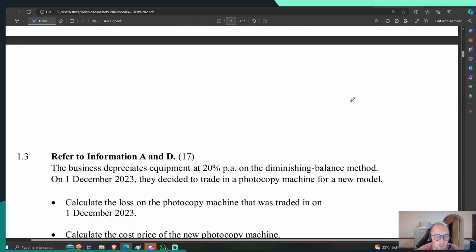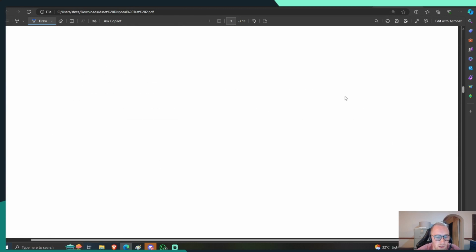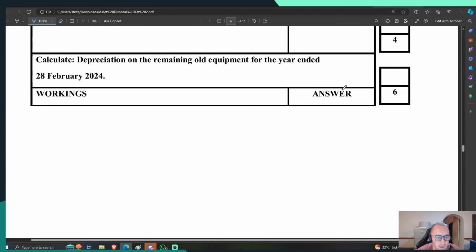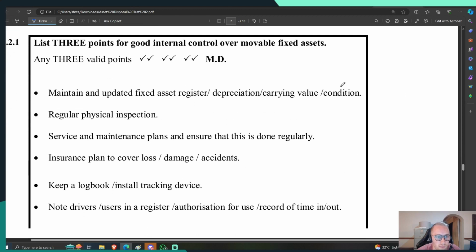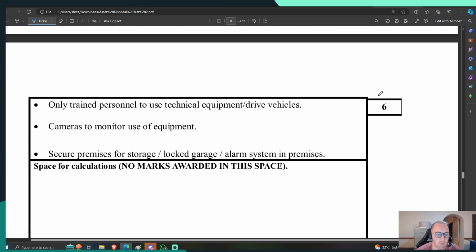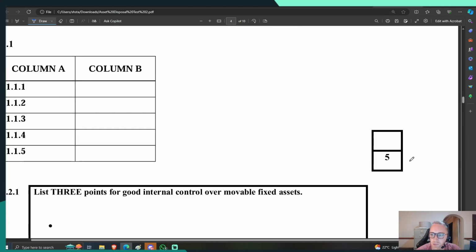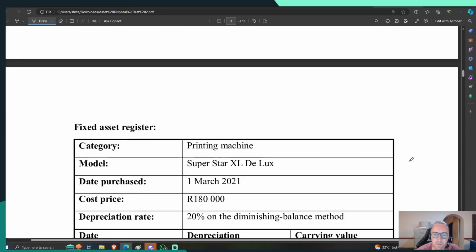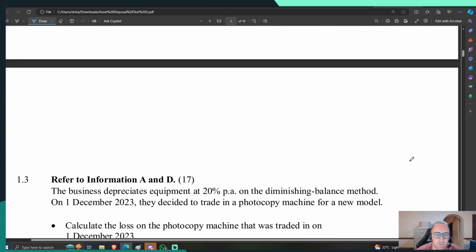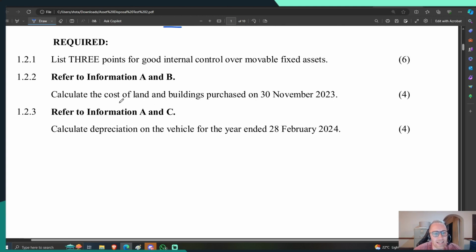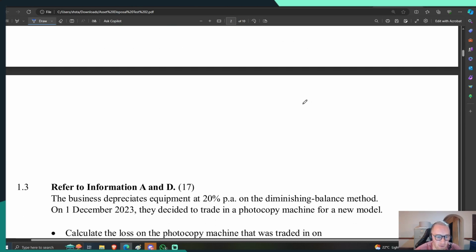So let's take a look at some of these answers that you could have used. I'm not going to read them. I'm going to scroll to them, and if you want, you can pause the video and look at these possible answers. There's a couple more there. Okay, let's go back up. Then calculate the cost of land and buildings purchased on the 30th of November 2023. Let's take a look at our information.